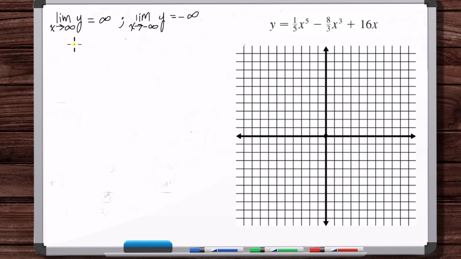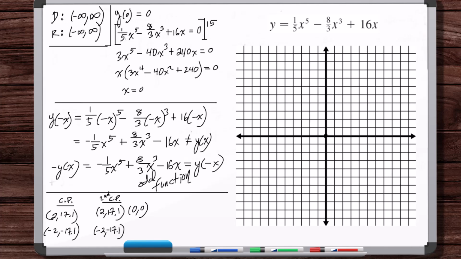Okay, so what we're going to do next then is find the increasing and decreasing intervals and the intervals of concavity. So let's start with the first critical points, the critical points associated with the first derivative. Those were 2 and minus 2.